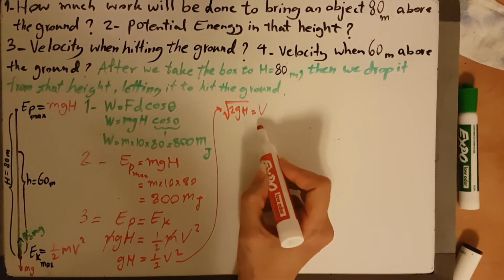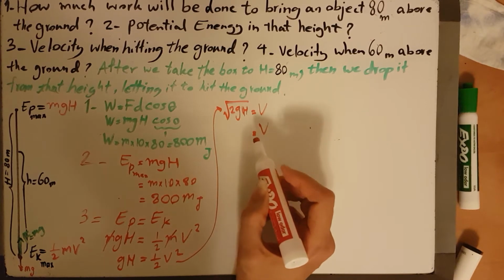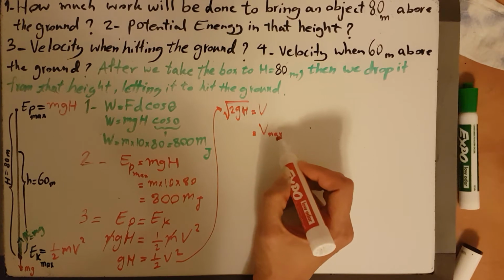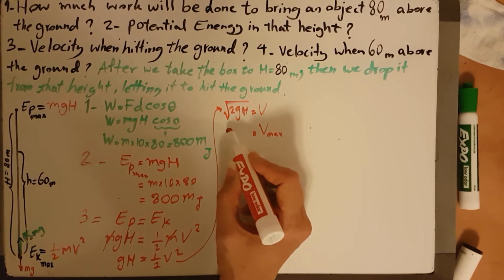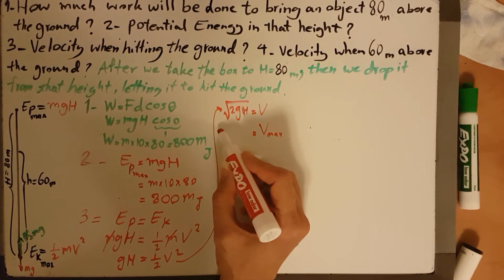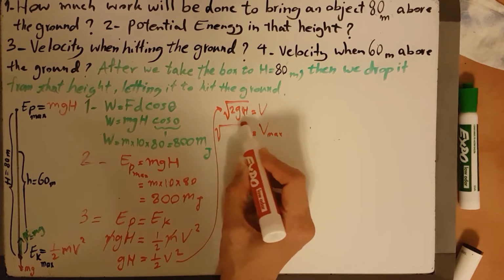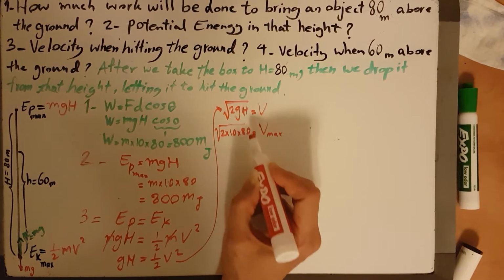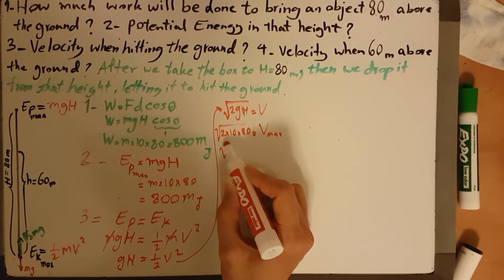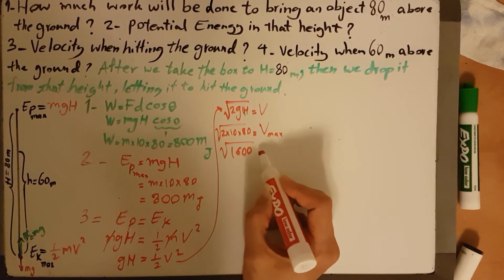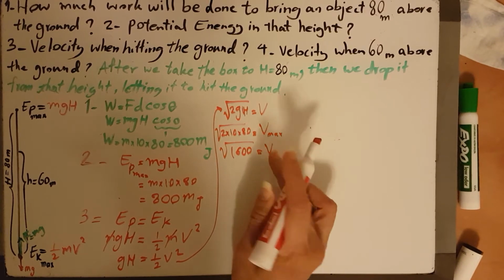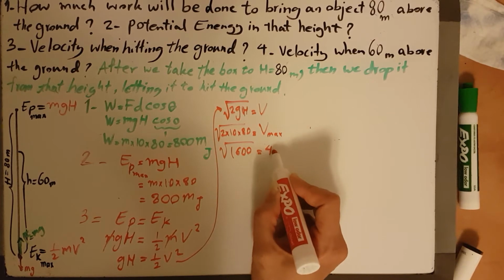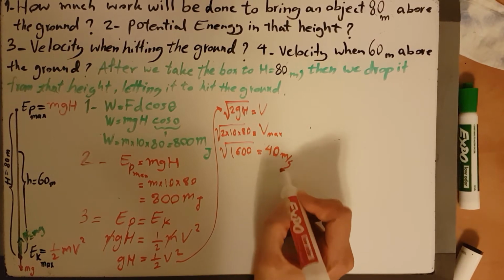So this v, which is the maximum v, would be actually radical 2 times 10 times 80, which would be radical 1600. So the answer would be for me 40 meters per second.